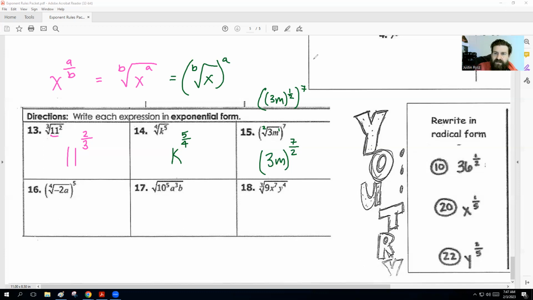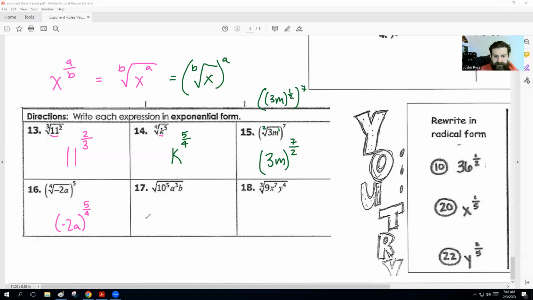My biggest thing for you guys to know is to find the base. Index is going to be the bottom number. The other exponent is going to be your top number. So this one here, the base is -2a. The index is 4, so that's the bottom number. 5 is the other exponent.